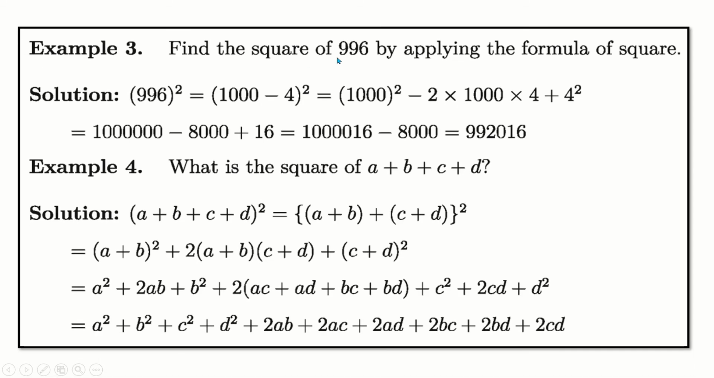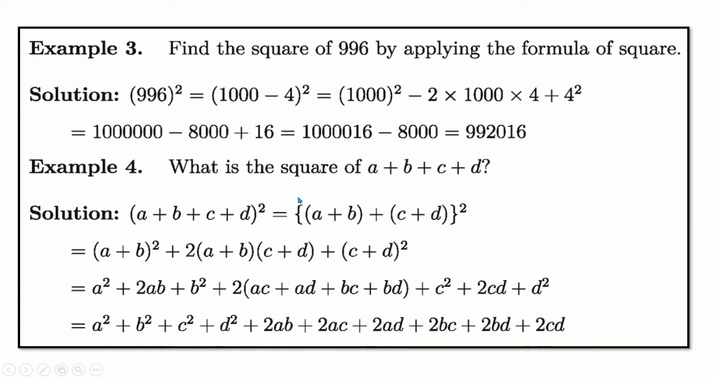More examples. Find the square of 996 by applying the formula of a square. 996 you can write as 1000 minus 4. As here is square, so here will be square. We can consider this as a and this as b. So a square minus 2ab plus b square. A means 1000 whole square minus 2 into a into b. B means 4, plus b square, that means 4 square. Now calculate, and finally we will get 992016. This is the required answer.